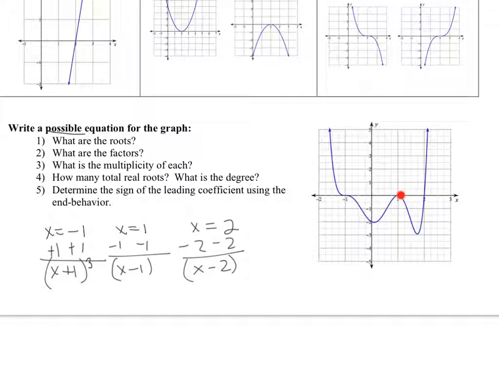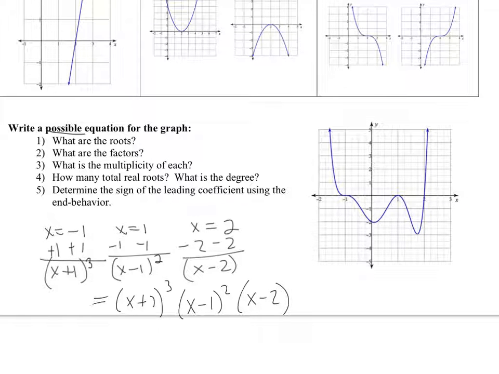So right here is our +1. This one hits and bounces off, like a parabola, so it would be squared. And this last one here just cuts right through, does nothing special, so it has a multiplicity of 1. So this is x plus 1 cubed, x minus 1 squared, x minus 2.